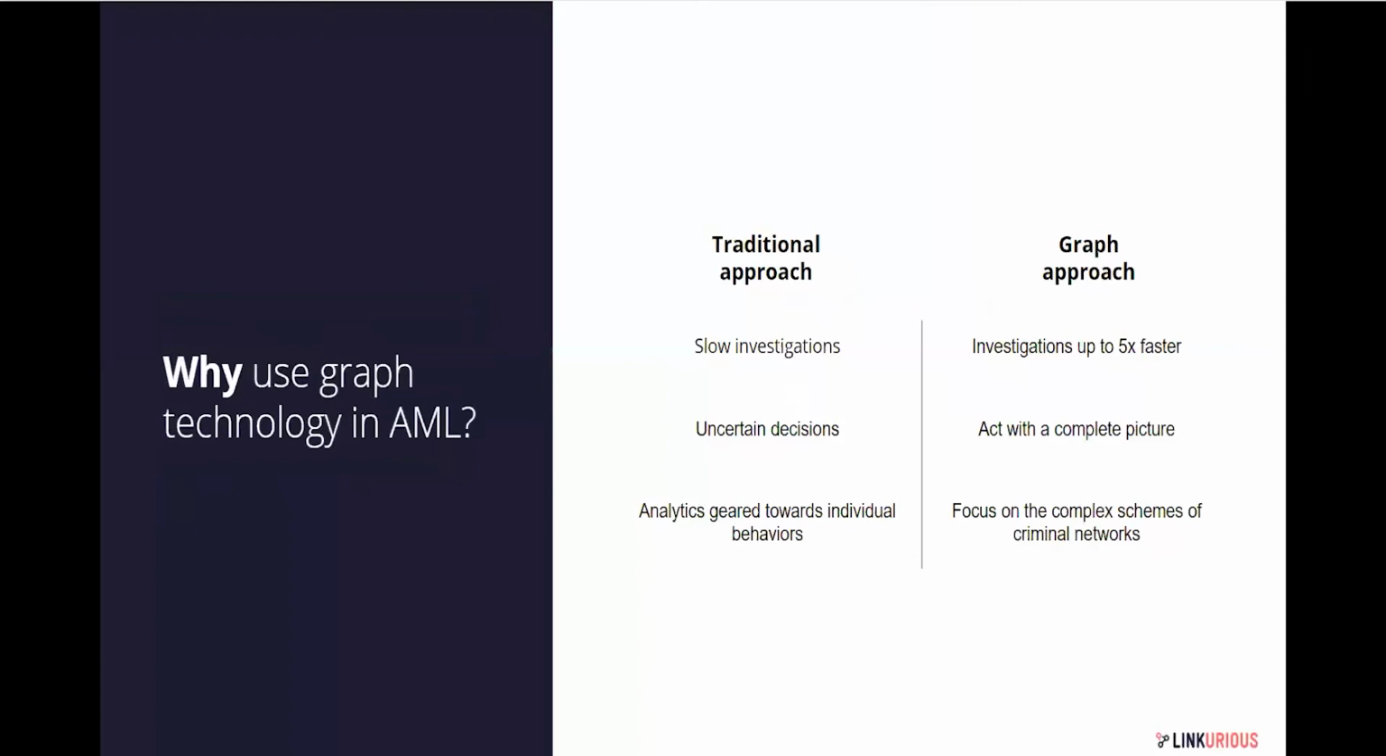So why is such a holistic picture, or 360-degree view, so important? With traditional approaches, AML investigations are slow or error-prone. Analysts need to chase information which is scattered across different tools and different types. So it's not super effective.